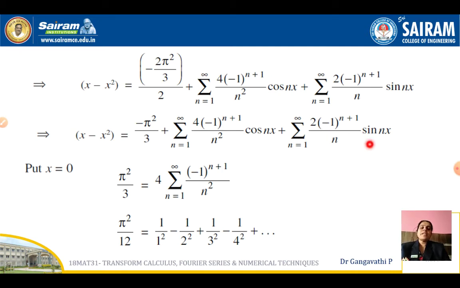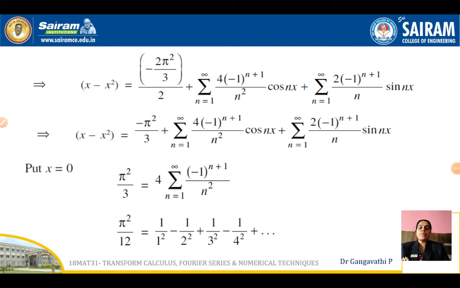And in order to eliminate sine, the best value to substitute is x equal to 0. So put x equal to 0, we get this expansion, this becomes 0, pi square by 3 can be transferred towards the other side and this term is there as it is. Now expand the summation by giving the values for n. n is equal to 1, 2, 3, 4 and so on.